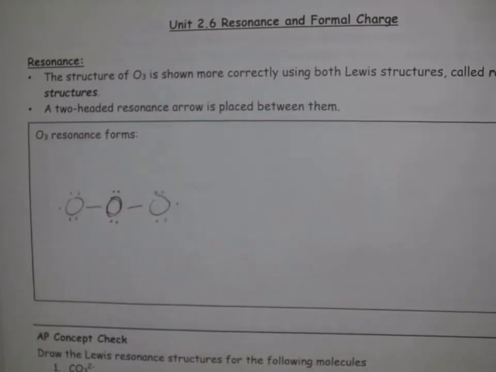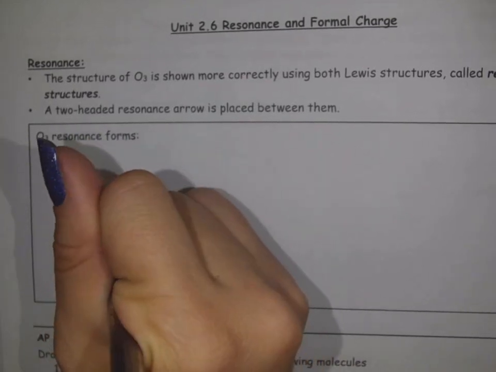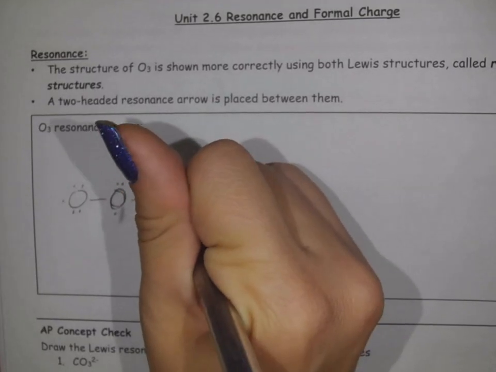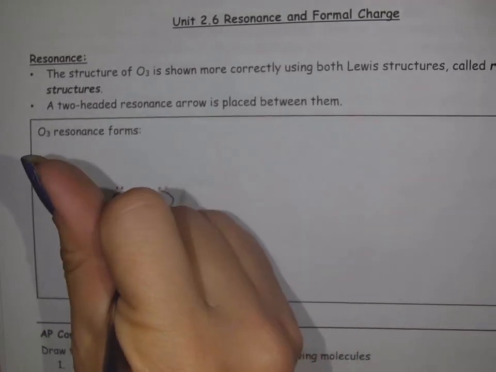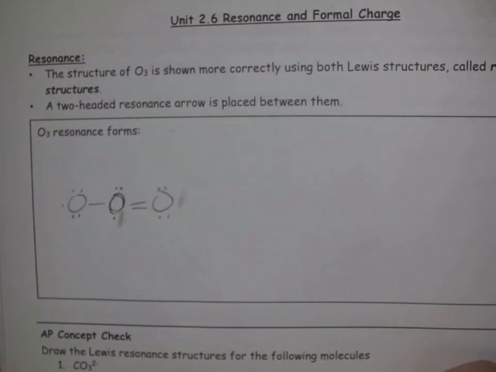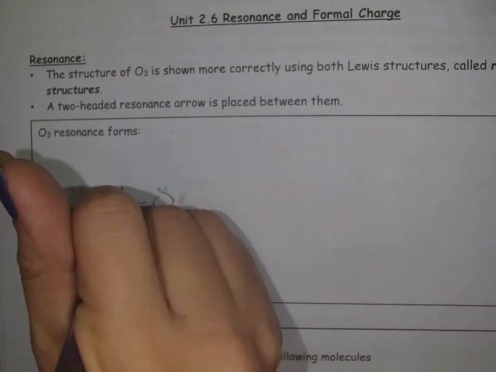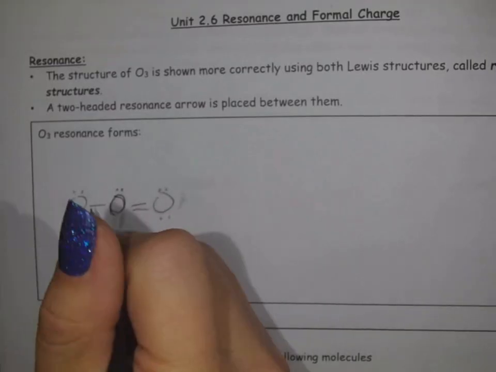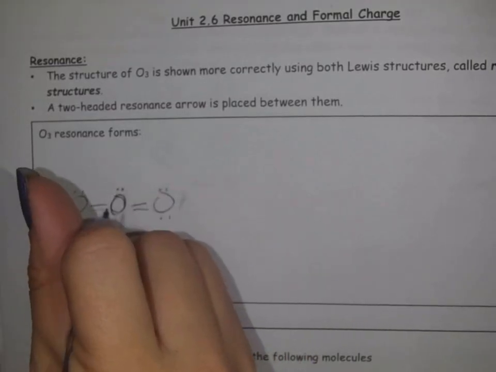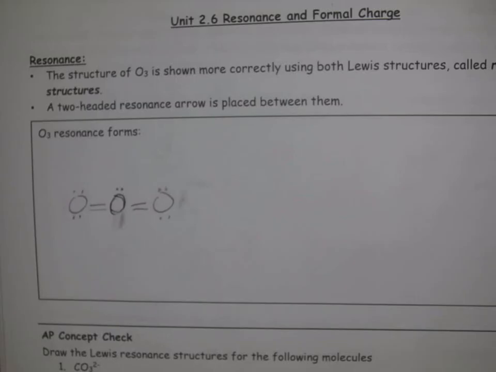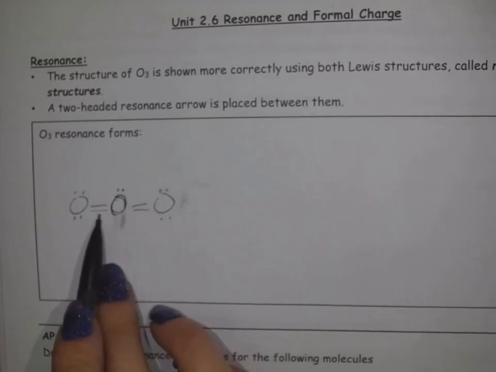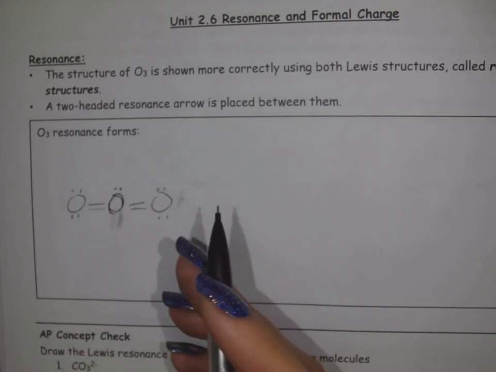But what if I take one of those electrons and one of those electrons and I turn it into a double bond? And then I take this electron and this electron, and then I could turn it into a double bond right there. That's one option. It gives us an expanded octet in the middle. 2, 4, 6, 8, 10.